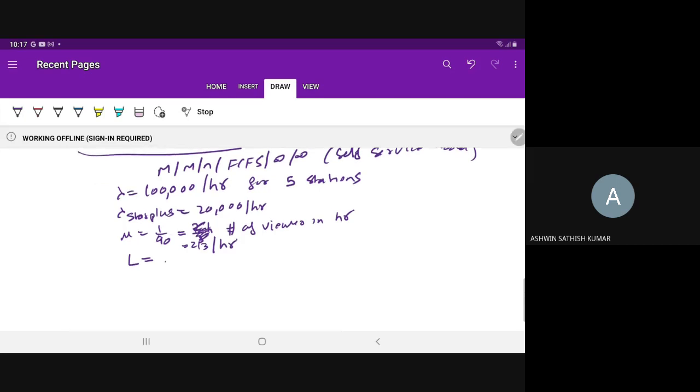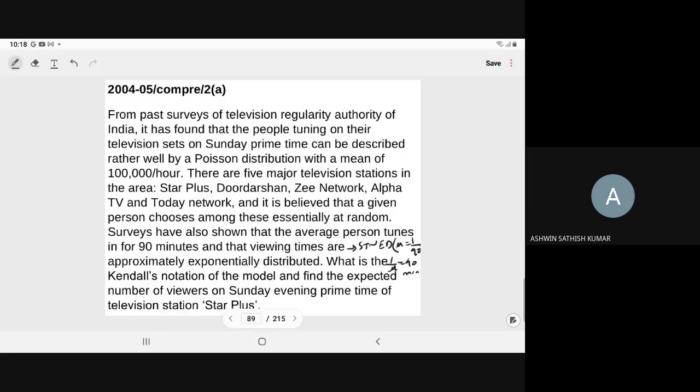So L is what? L is rho for the self-service model and it is equal to lambda upon mu, and lambda is given to you as 20,000 and mu is given to you as 2 by 3. So it is 30,000. So on an average, 30,000 viewers are there for seeing Star Plus on the Sunday prime time. So in this way, we can find the expected number of viewers.